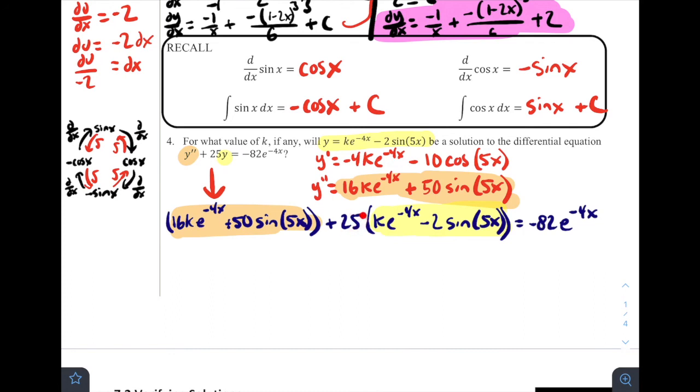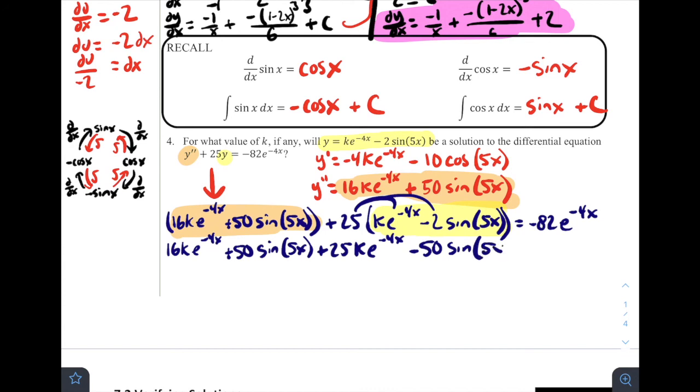I'm going to start here with this 25, which needs to be distributed to both of these things. If we do that, I'm going to rewrite this whole row, 16k e to the negative 4x plus 50 sine of 5x. And then if we distribute that to both of these, we've got plus 25k e to the negative 4x minus 50 sine of 5x. Again, that minus 50 is coming from that 25 times that negative 2. And that's still equal to the right side, negative 82 e to the negative 4x.